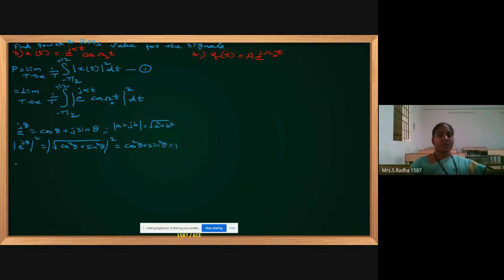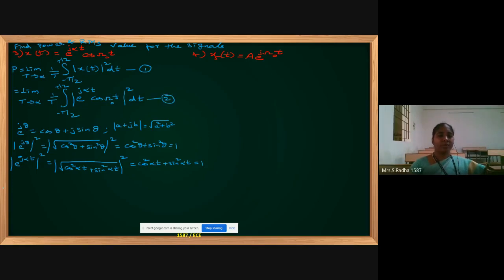So irrespective of the theta value, whatever it may be, e power j alpha t is present in our question. Modulus square means the square root of cos square alpha t plus sin square alpha t, and after the modulus you have a square, and finally when you operate, the value will become 1. Cos square alpha t plus sin square alpha t is nothing but 1. So now I will go with equation 2.